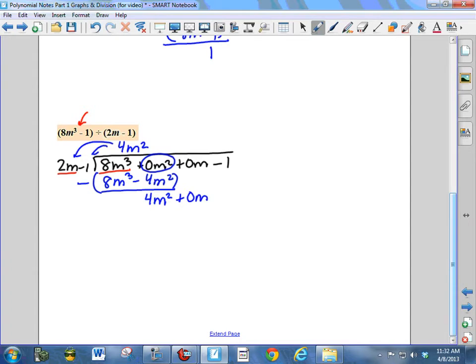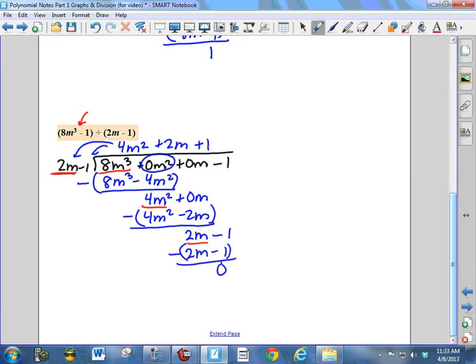What do I have to multiply the 2m by in order to get 4m squared? Plus 2m. So 2m times 2m is 4m squared. Negative 1 times 2m is negative 2m. Subtract the entire thing, and this becomes 2m, minus a negative again. Bring down the negative 1. And what do I have to multiply 2m by to get 2m? Just multiply it by 1. So this becomes plus 1. And I get 2m minus 1. Subtract the whole thing, and I have a remainder of 0.